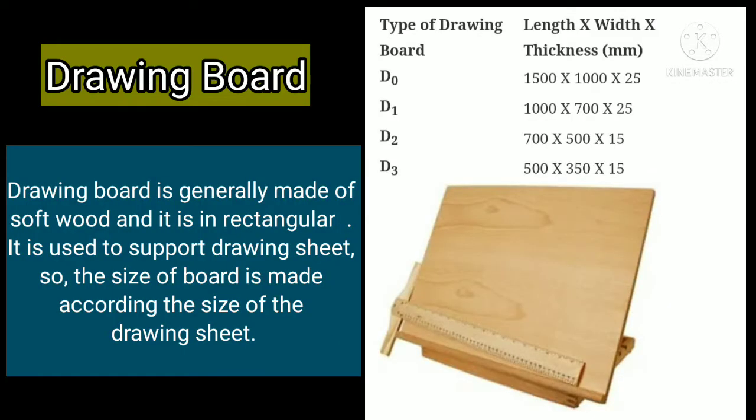Number 2 is drawing board. Drawing board is generally made of softwood and it is rectangular. It is used to support the drawing sheet, so the size of the board is made according to the size of the drawing sheet. And the standard sizes of drawing board according to BIS are listed here. The full form of BIS is Bureau of Indian Standards.